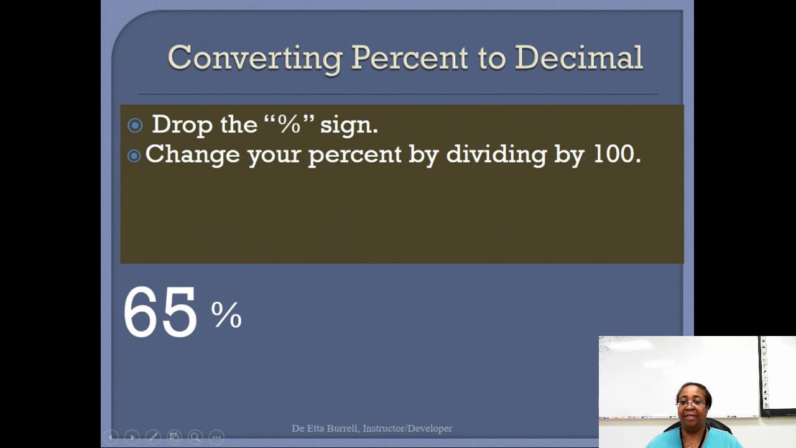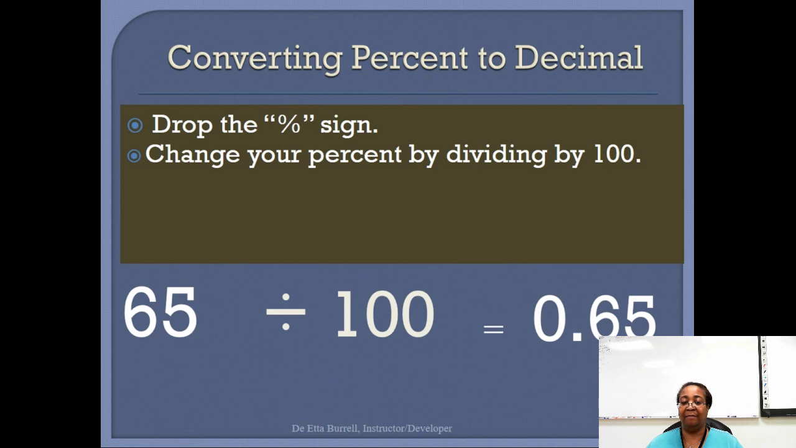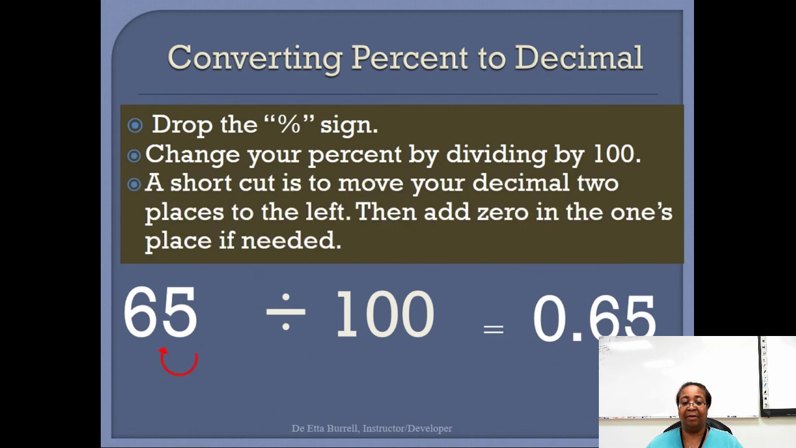Now, if I have a percent and I need to make it a decimal, I want to drop the percent sign, then I want to change it by dividing by 100. So if I have 65%, I want to drop that percent sign and divide by 100. That would give me 0.65. I could also use a shortcut here. When you're dividing by 100, remember 100 has 2 zeros in it for the power of 10. You just take your decimal and go 2 places to the left because you're dividing. 1, 2. And that gives you 0.65.